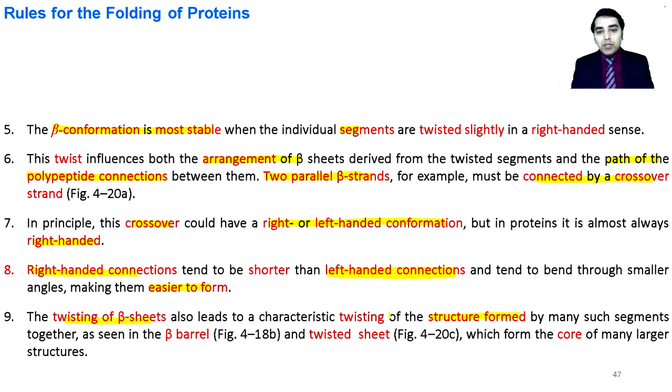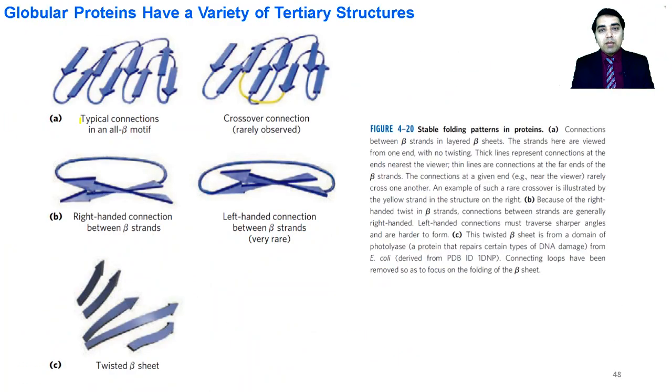The twisting of the beta sheets makes a twist in the structure they are making, for example, the beta barrel. And the twisted sheets are making the core of many large structures. Here are some of the examples of the array of beta sheets. We can see typical connections in all beta motifs.